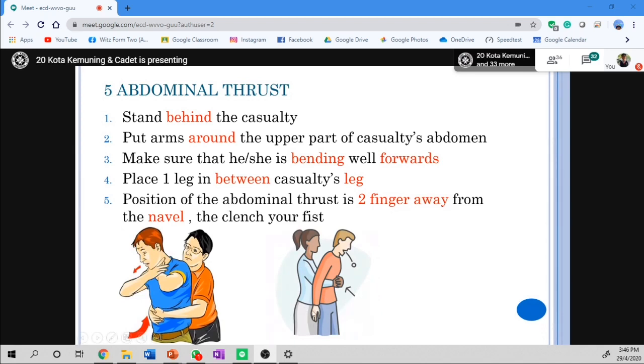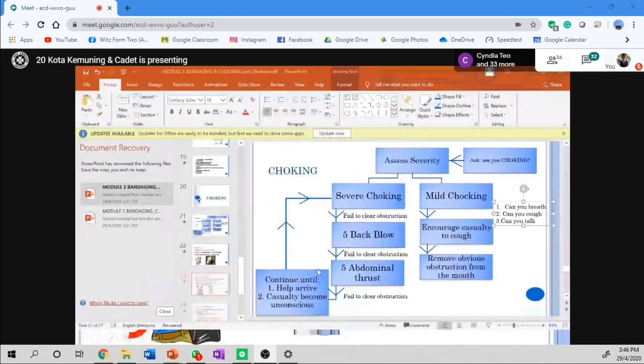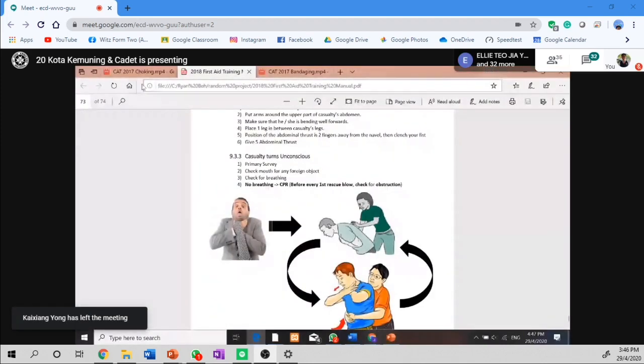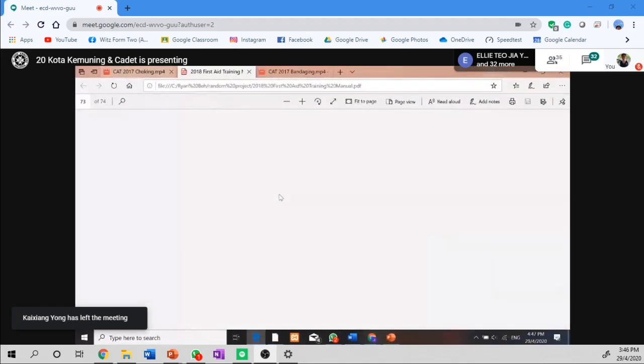Supporting with the leg is very crucial and very important to support the casualty and also maintain balance. You should make sure the casualty leans forward, not backward. If he or she leans backward, it's very hard for you to do what you must do. So I will show you the video now, hopefully it works.